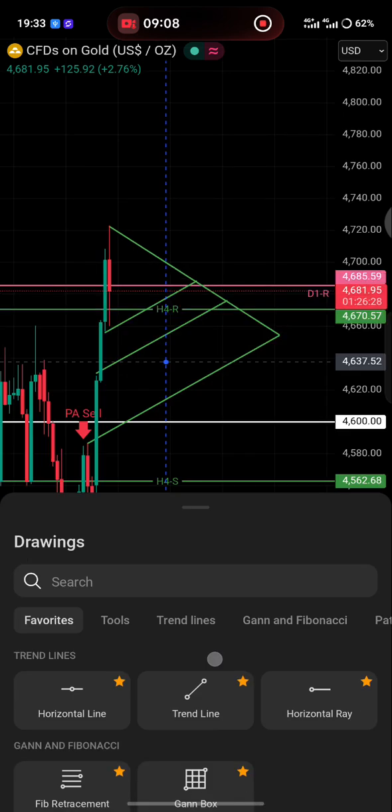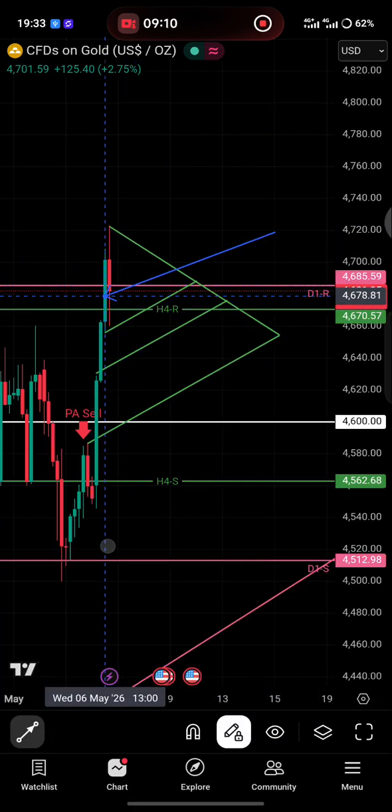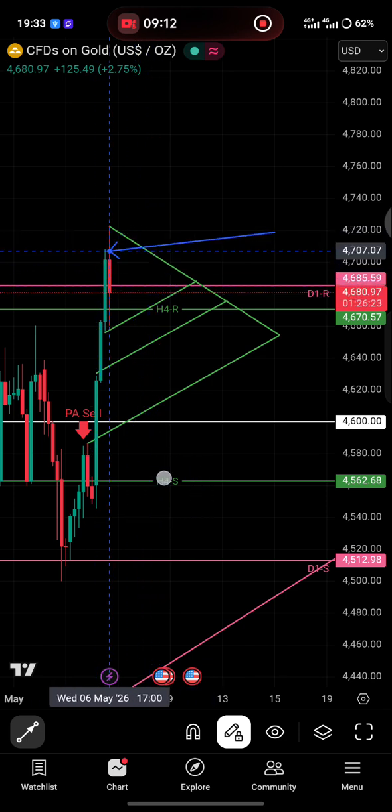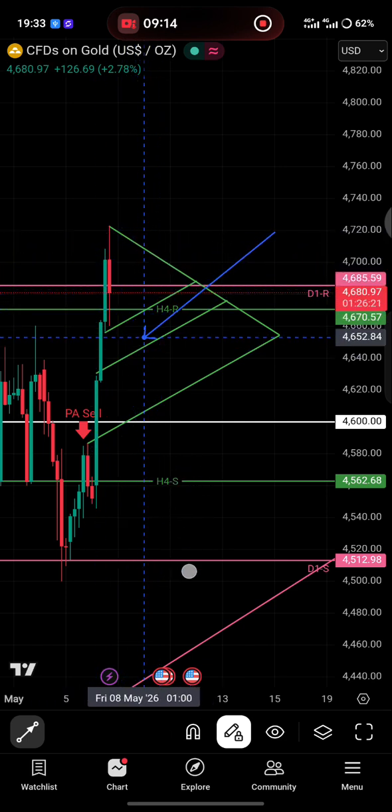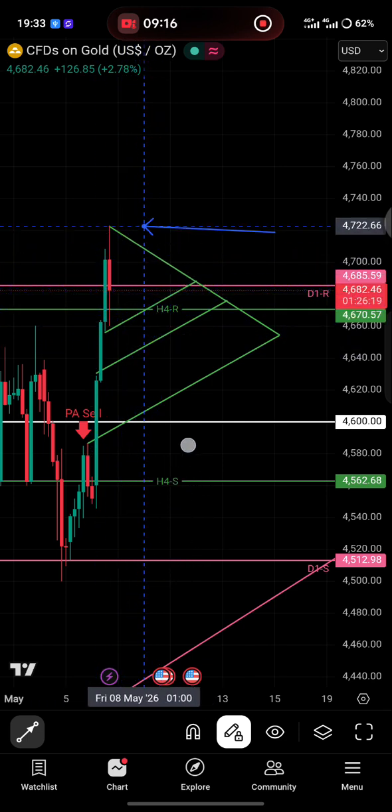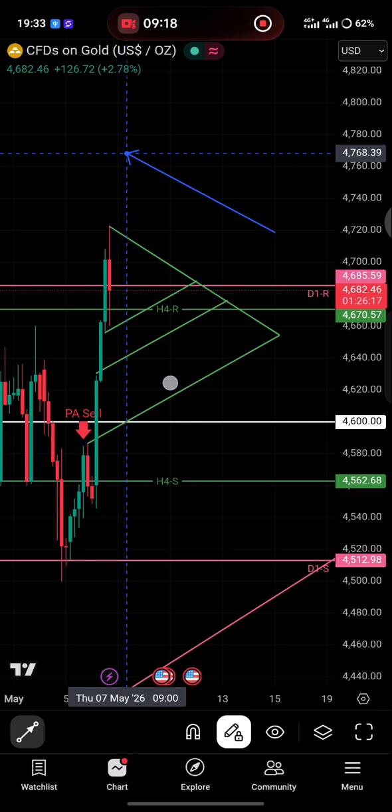So if this triangular frame is not going to be broken, it may go sideways before breaking below into the next triangular frame, or it may break above to form a new high, right?